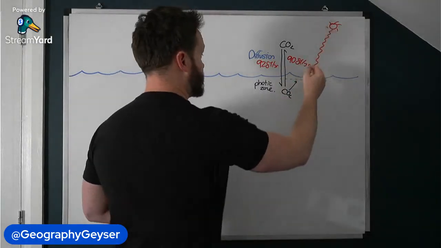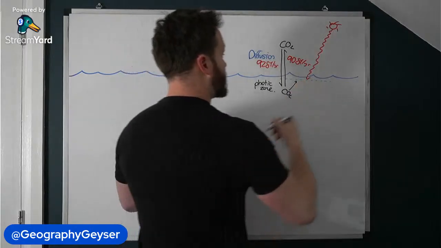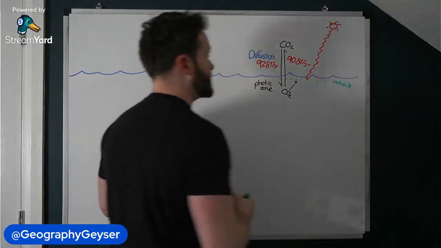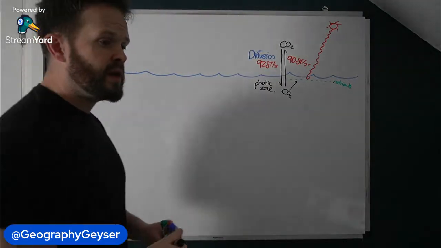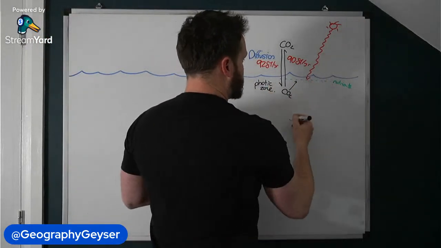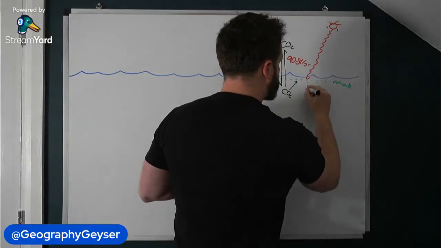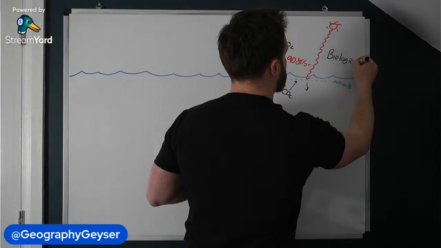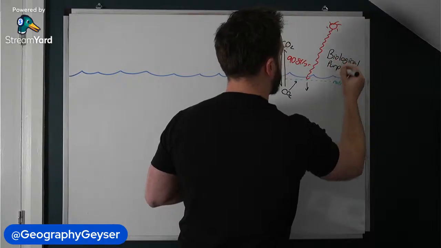So they've got the sunlight, they've got the CO2. There will definitely be some nutrients involved, things like iron, etc. And then what can happen is carbon dioxide is fixed into biomass. Now, this is known as the biological pump.